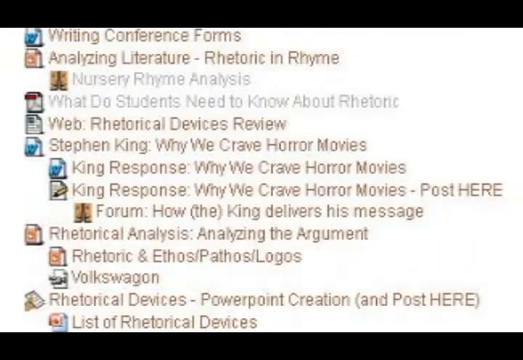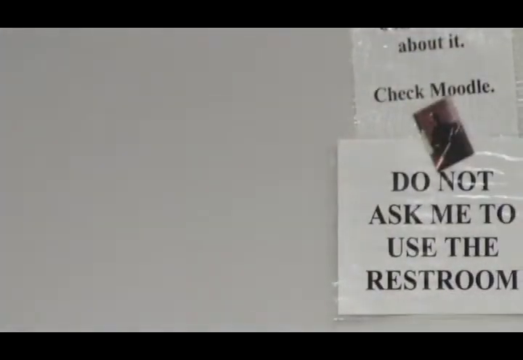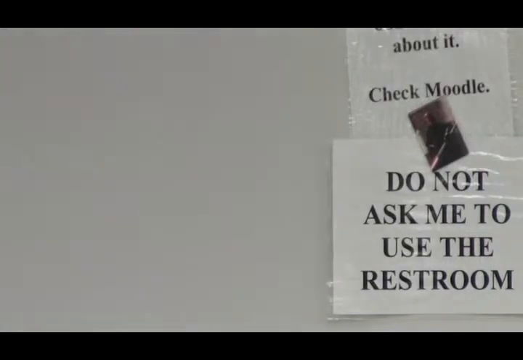Stephen King, Why We Crave Horror Movies. We're going to read a couple-page article by Stephen King, who's a very famous, I think we can all agree, horror writer. And this particular piece is about why people crave horror, to be scared. Why do people want to be scared by movies? I already kind of told you that, it is about, to entertain. Go ahead and read it.